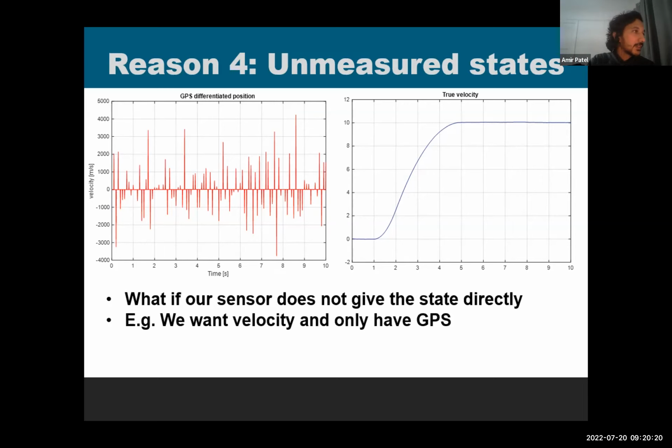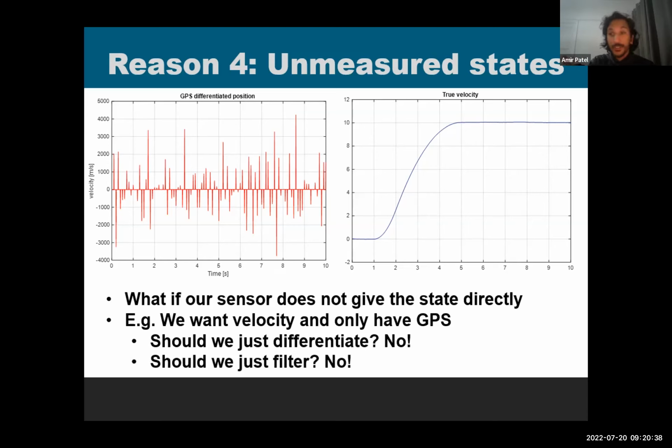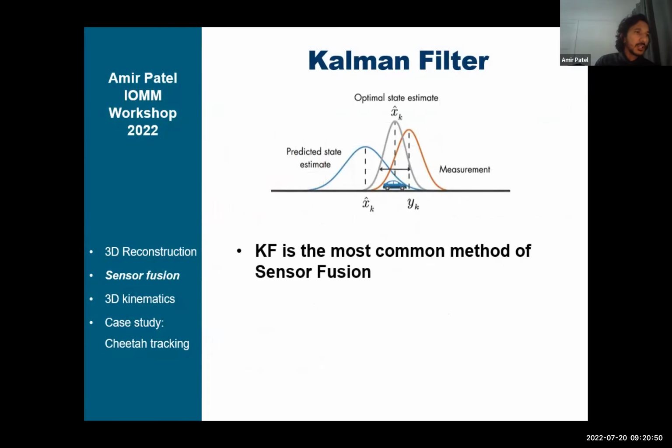An example I always think of is if your GPS gives you position, but it doesn't give you velocity. If we just straight up differentiated that, took the derivative, the velocity would be super noisy, as you can see in the top left there. And we could filter that, but obviously if we filter through something like a low pass filter, we are removing a lot of information. It's not ideal. So the Kalman filter is my preferred choice for sensor fusion.